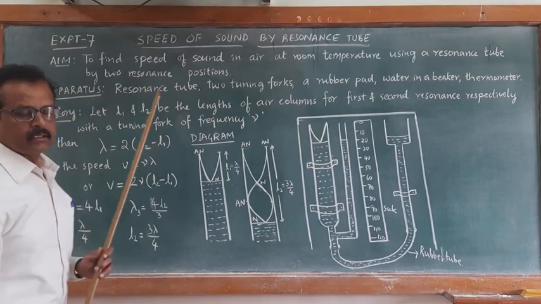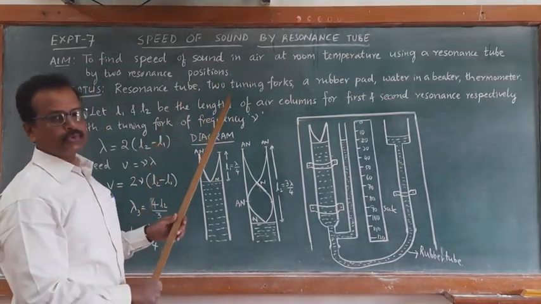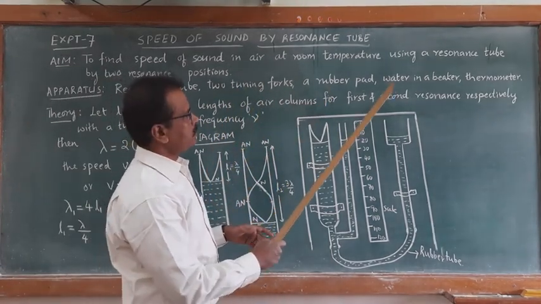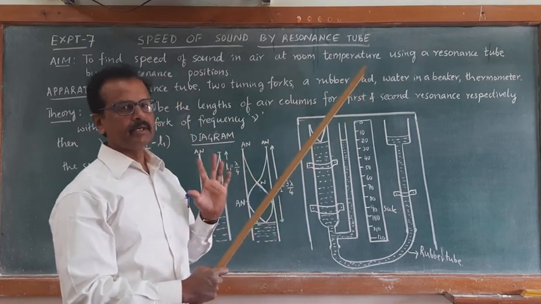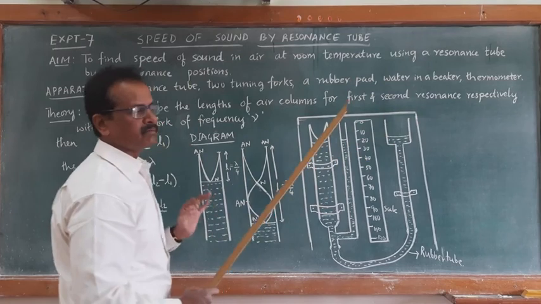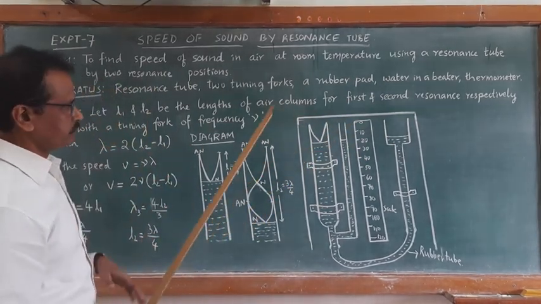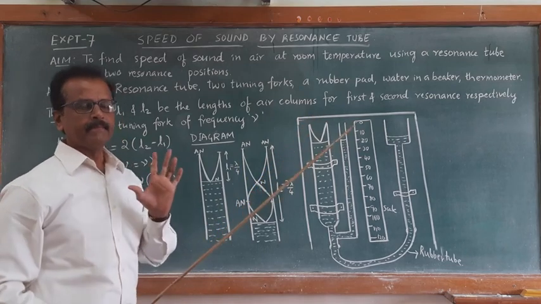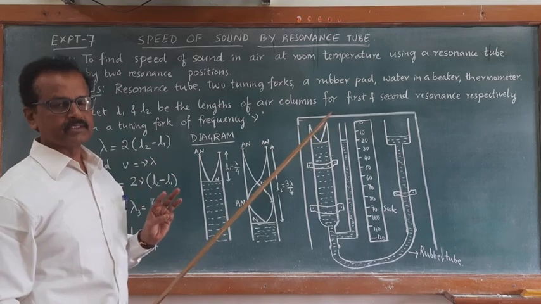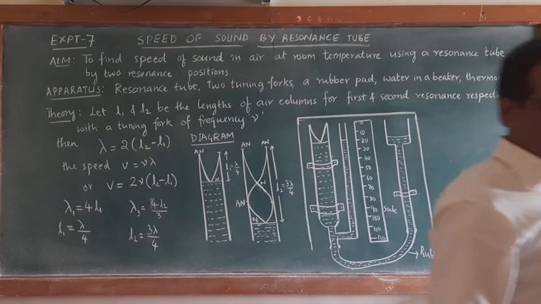Okay, the apparatus required are resonance tube, two tuning forks, a rubber pad, a beaker filled with water, and one thermometer to find the room temperature. Okay, before we go for seeing the apparatus and all, let us know the theory first.